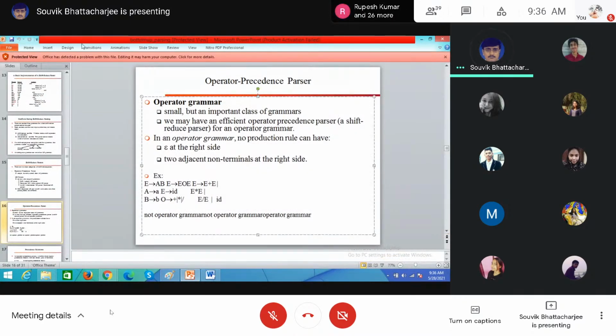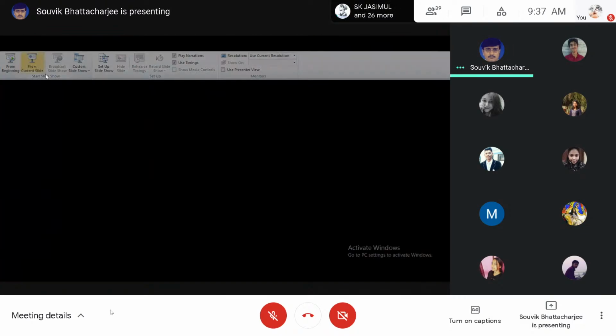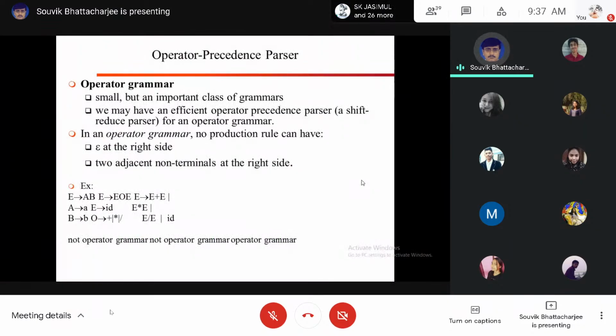As per these grammars, you just tell me which one is the operator grammar and which one is the non-operator grammar. That means you just see these are the two criteria for an operator grammar. First, there should not be any epsilon in the right hand side, and no two adjacent non-terminals at the right hand side. Here, in the first grammar, E produces AB, capital A produces small a, and capital B produces small b. This is not an operator grammar, but why?